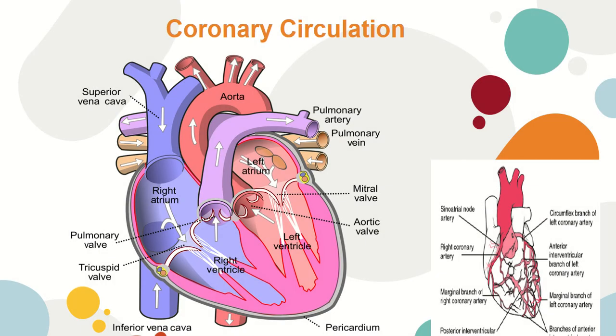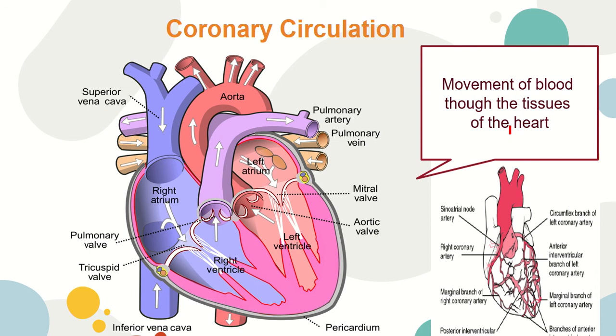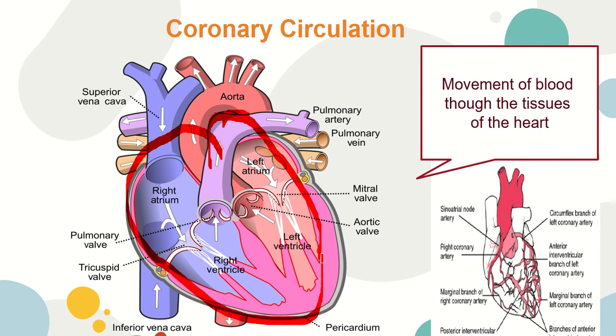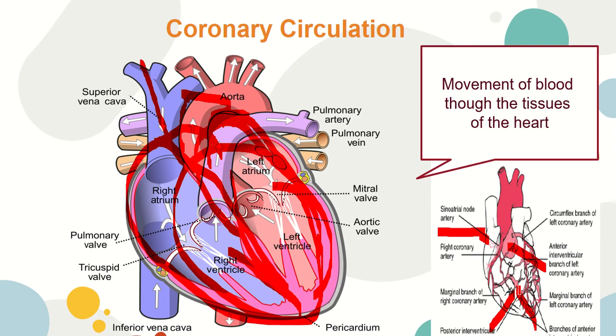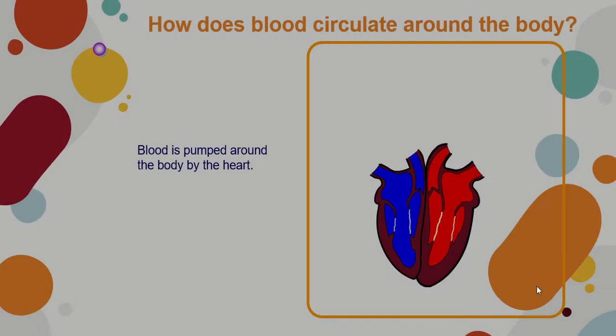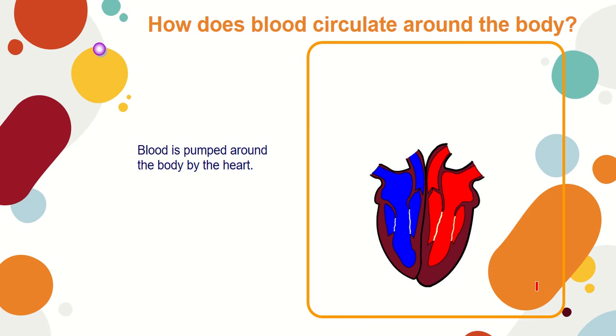Next, coronary circulation. When we say coronary circulation, it is the movement of blood through the tissues of the heart. Meaning, dito lang siya nagfo-flow. So, sa loob lamang siya ng heart or within the tissues of the heart. So, dito lang siya sa loob niya. Or this one, we have the SA node. Yan. So, dito lang siya sa loob. Okay?